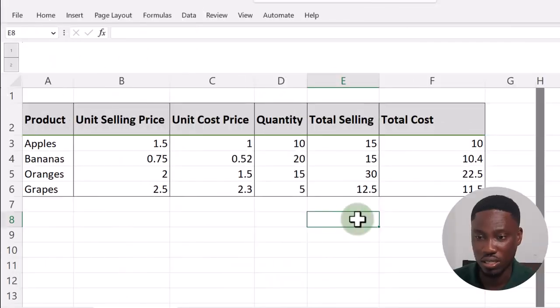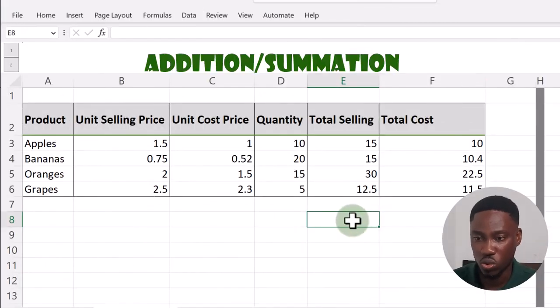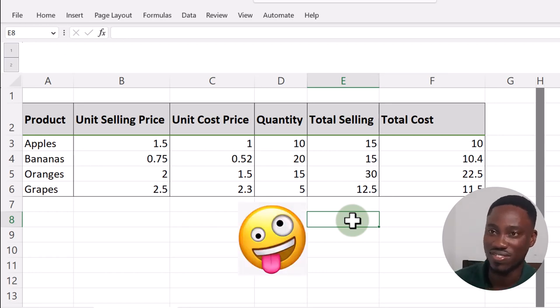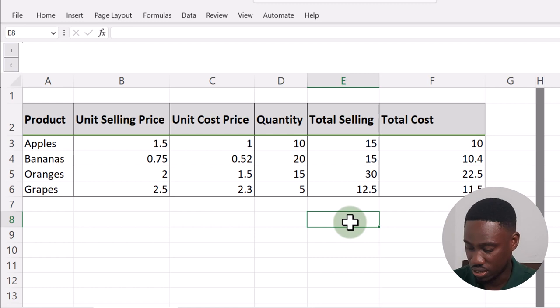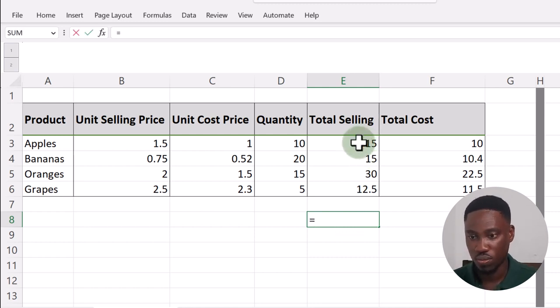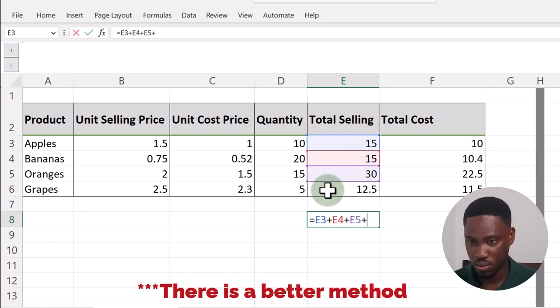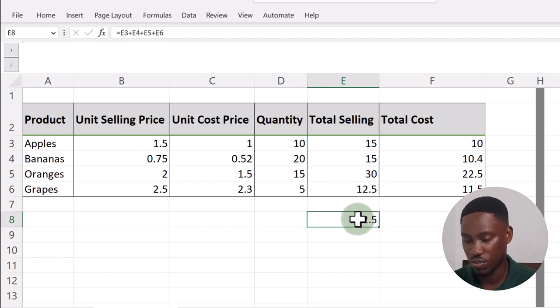So now let's move on to addition. So let's say we want to total the total selling. A good spot will be to pick E8. It's right below the two cells. So we do equal to, and then we can start doing this plus this plus, and then it gives us 72.5.